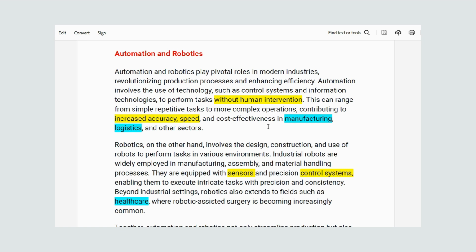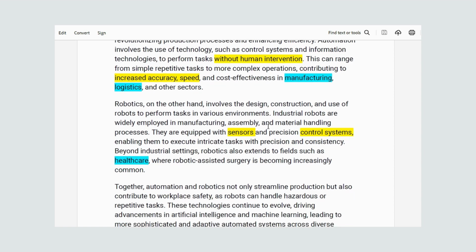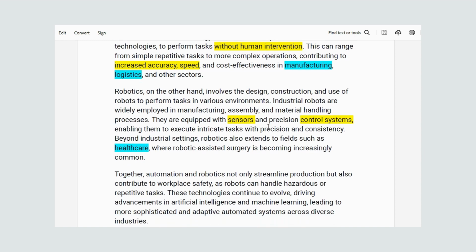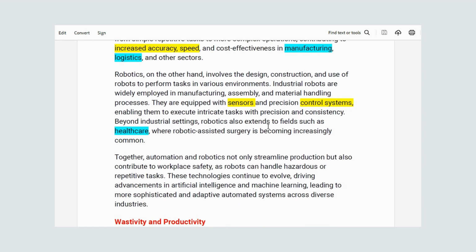It is the use of robots to perform tasks in various environments. Industrial robots are widely used in manufacturing, assembling, and material handling processes. These robots are equipped with sensors and control systems that enable them to execute tasks with consistency. Together, automation and robotics not only streamline production, but also contribute to workplace safety, as robots can handle the most hazardous or repetitive tasks.